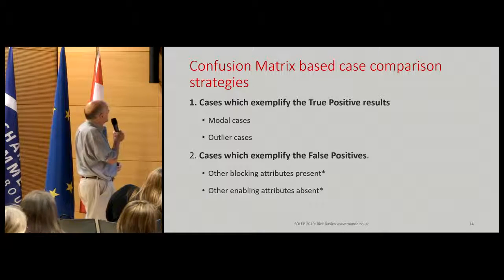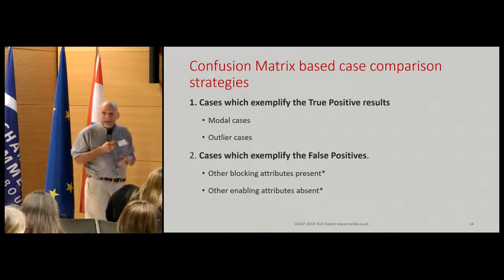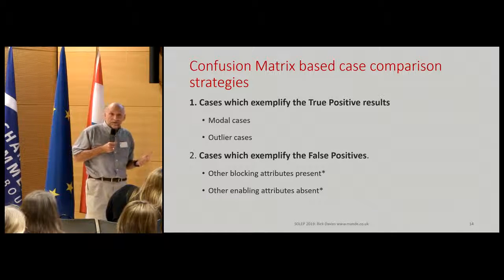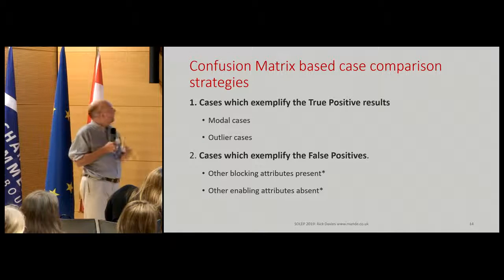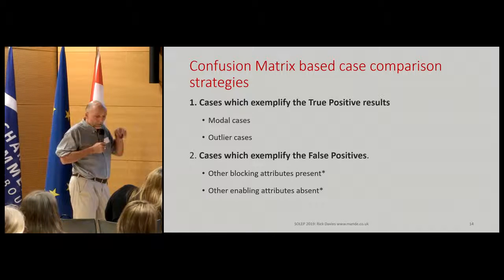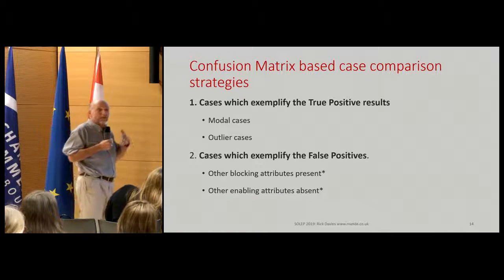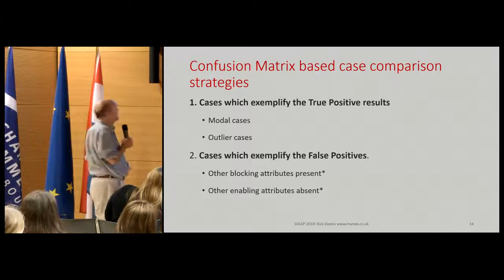Or we might find that there are other enabling attributes outside the data set which are in the true positive cases, but not in the false positive ones. So both these questions are getting us to look outside, when we look inside the cases, getting us to look outside the existing data set that we've got.